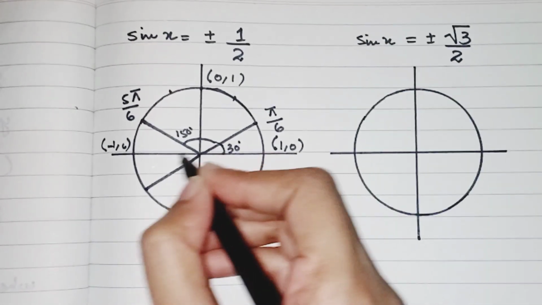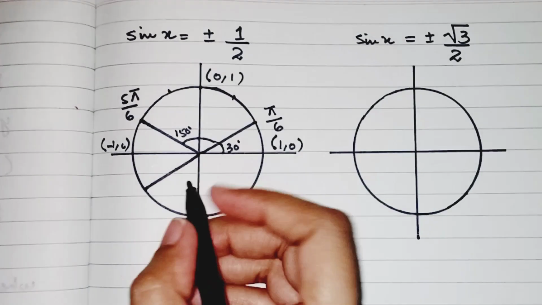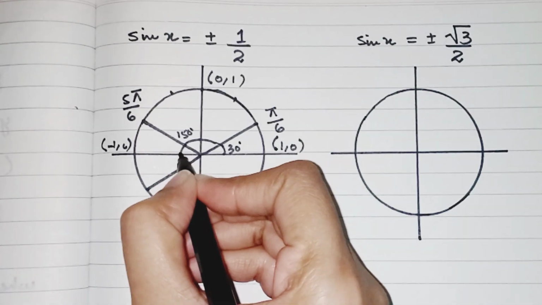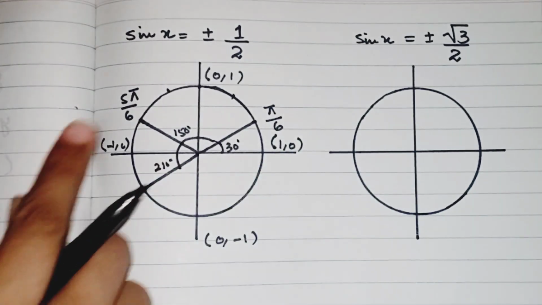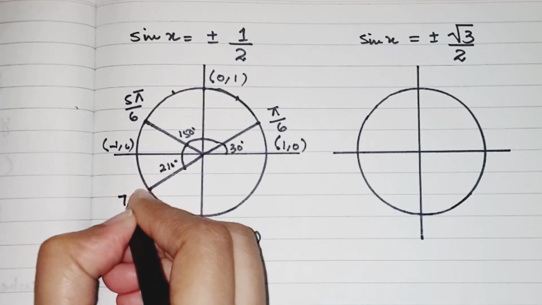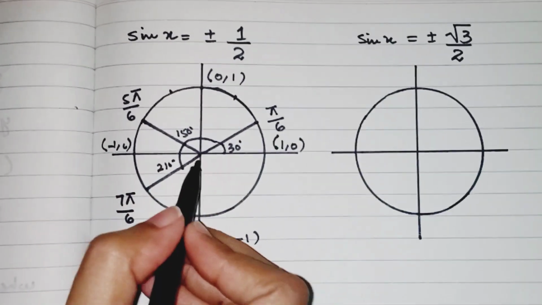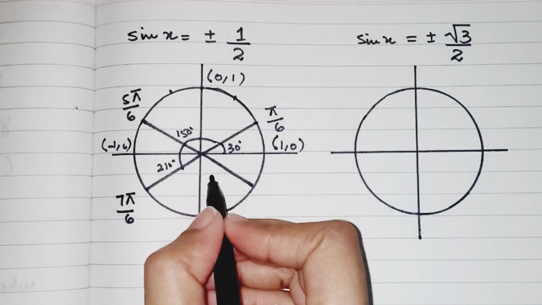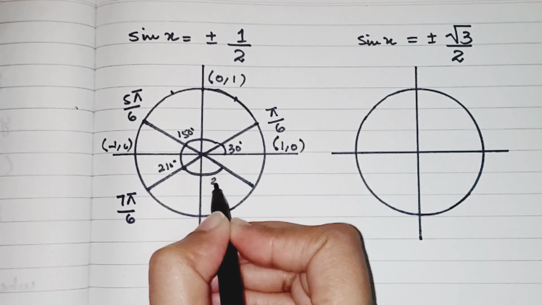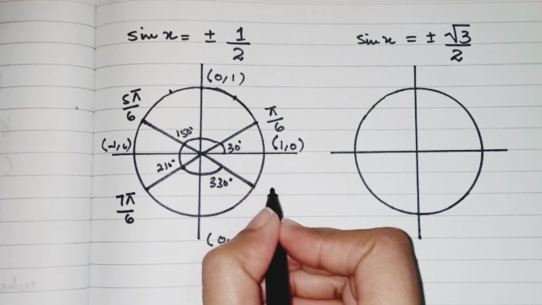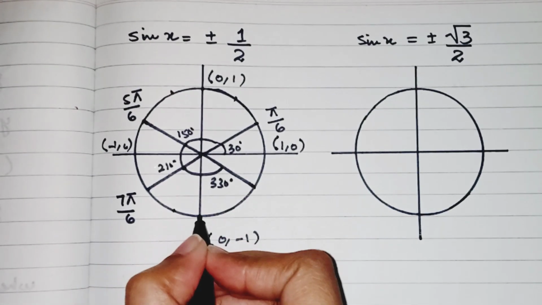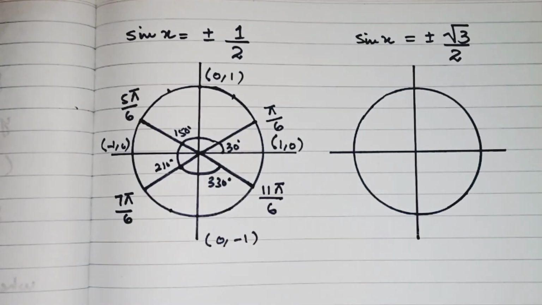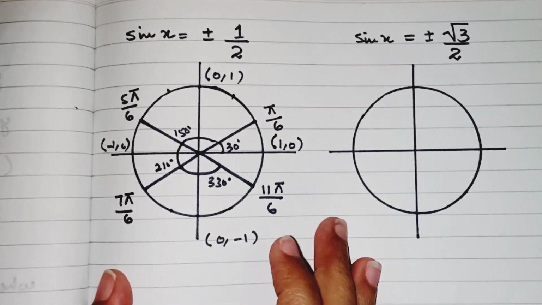For the other two values, with the same line, if I draw a straight line, we have 30 plus 180, so I get 210, and counting 5, 6, 7, I can say 7 pi upon 6. And straight line from this one, 150 plus 180, so we have 330 degree. Counting 5, 6, 7, 8, 9, 10, this one is 11 pi upon 6. So we have all values of sine x.